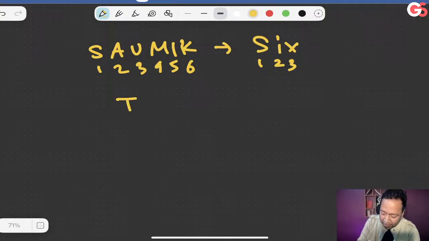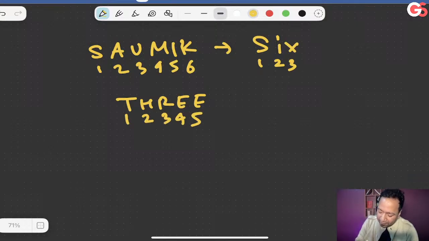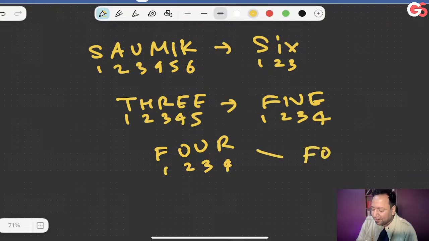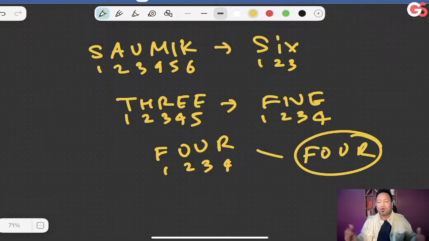Three. How many letters are there? One, two, three, four, five. What's the spelling of five, by the way? Five. How many letters do we have? One, two, three, four. What's the spelling of four? It's four. How many letters do we have? One, two, three, four. Now, I cannot go beyond this. I'll always end up at four. Four is a black hole number.